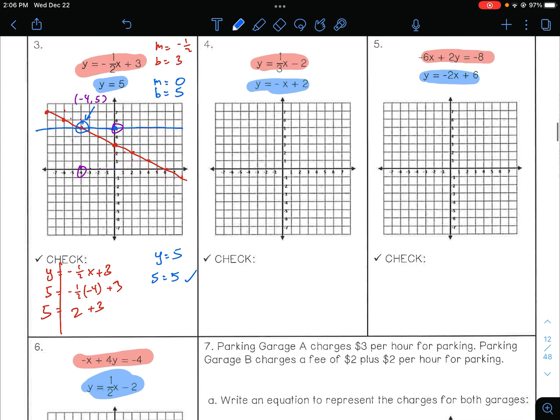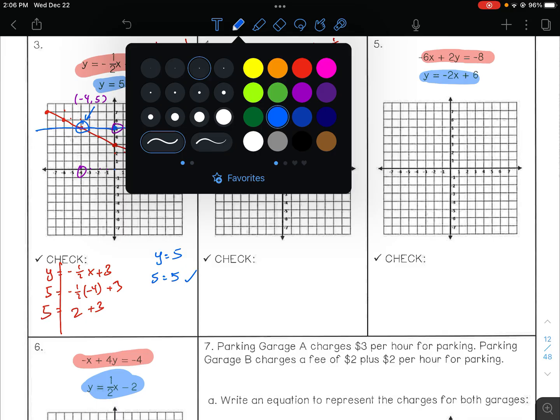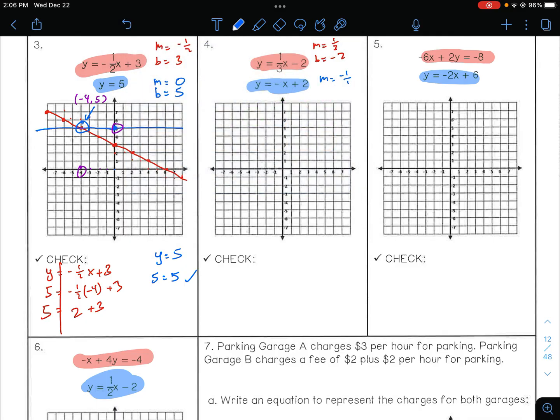Let us do graph number 2. Our slope is 1/3. Our y-intercept is -2. For my blue line, our slope is -1, or -1/1, because rise over run. And then our y-intercept is +2. Let's do the red line first. Start at -2. Rise 1, run 3.